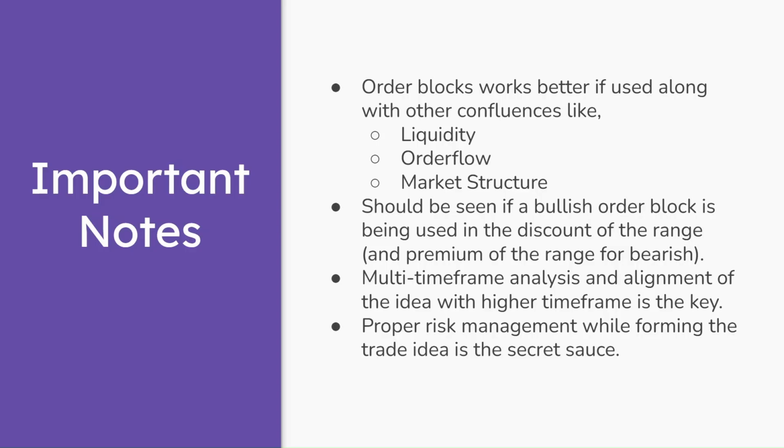So, jumping to some important pointers along with the knowledge of order block that you have already, order blocks work better when they are aligned with your liquidity, your order flow, and your market structure. Liquidity being your sweep of previous highs or tap into fair value gaps or anything like that, they should be aligned with the bias that you have, the higher time frame bias that you have, and the direction in which your order blocks are being used. Similarly goes with order flow and market structure.